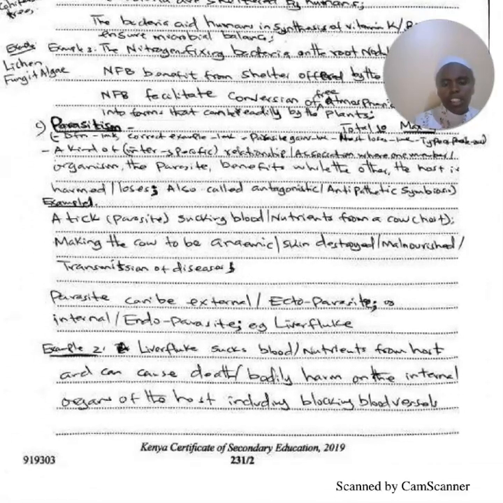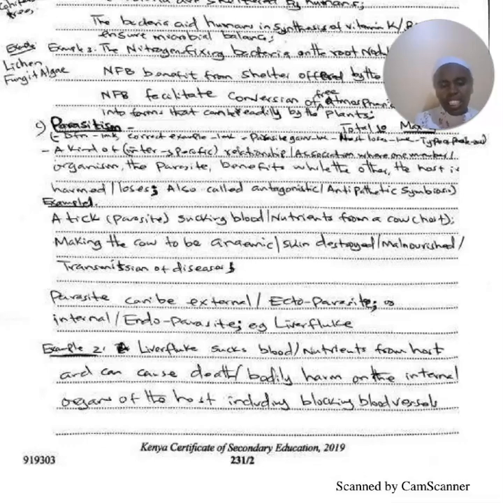Parasitism, it's a situation where an organism depends on another for food and also for habitat. For example, a tick, it's a parasite. It sucks nutrients from the host, making the cow have anemia, malnutrition, and destruction of the skin.